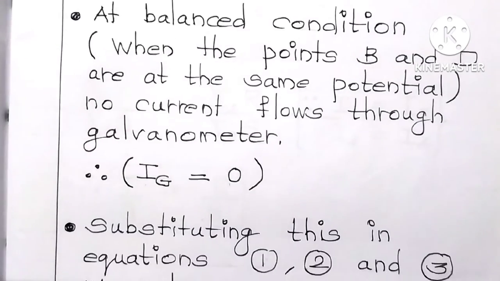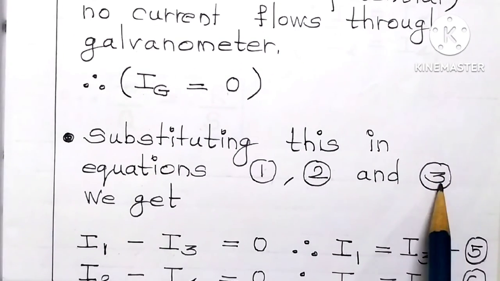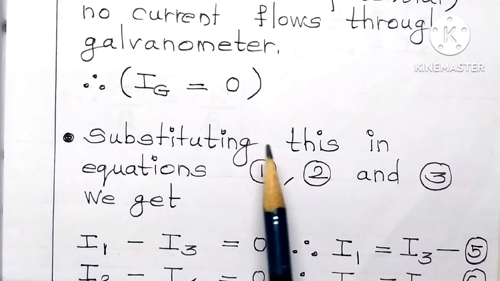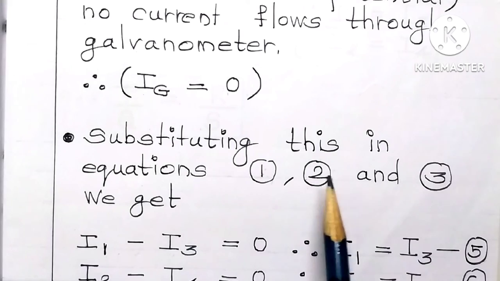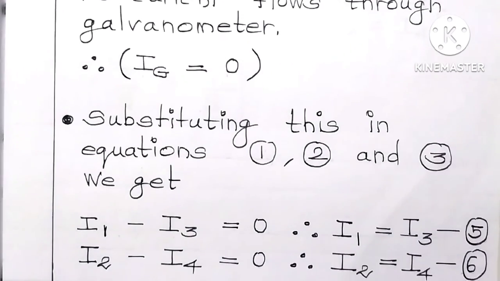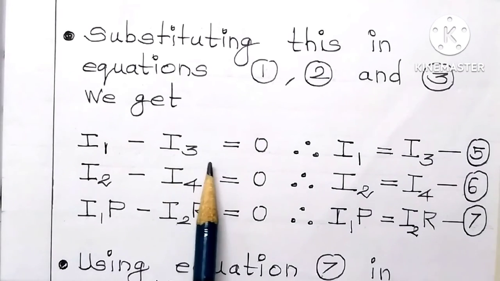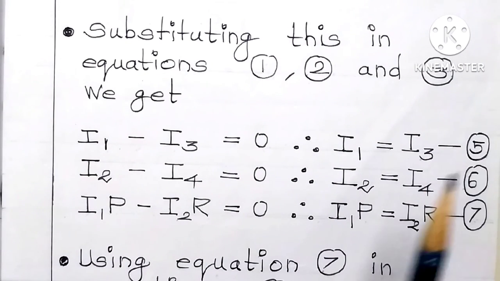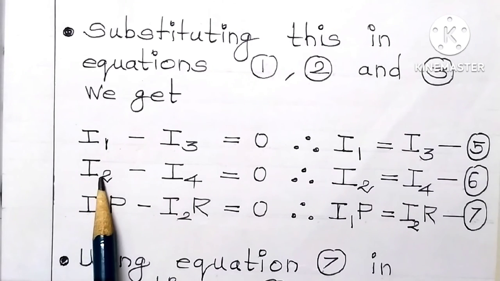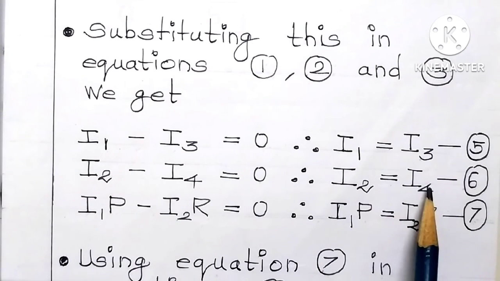Now we are going to substitute the value of Ig in equations 1, 2 and 3. Substituting Ig is equal to 0 in equations 1, 2 and 3, we get I1 minus I3 is equal to 0. Therefore, I1 is equal to I3. Let it be equation number 5. Again, I2 minus I4 is equal to 0. Therefore, I2 is equal to I4. That is equation number 6.